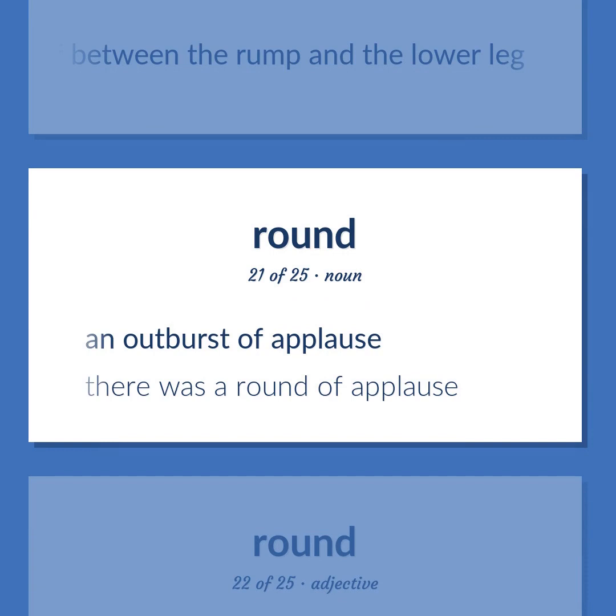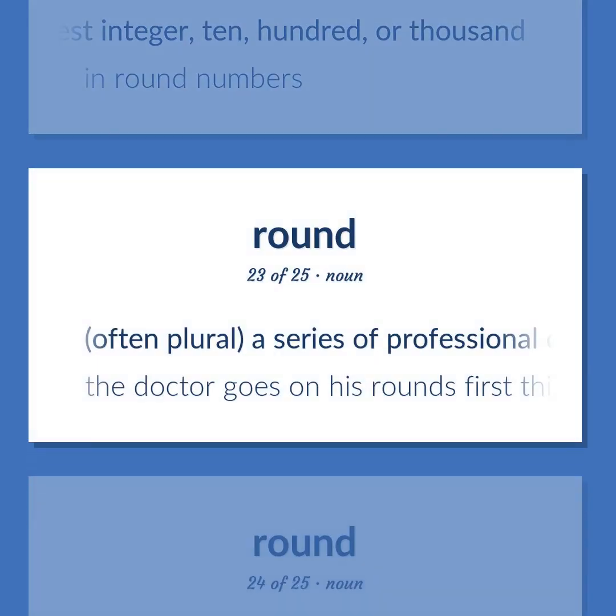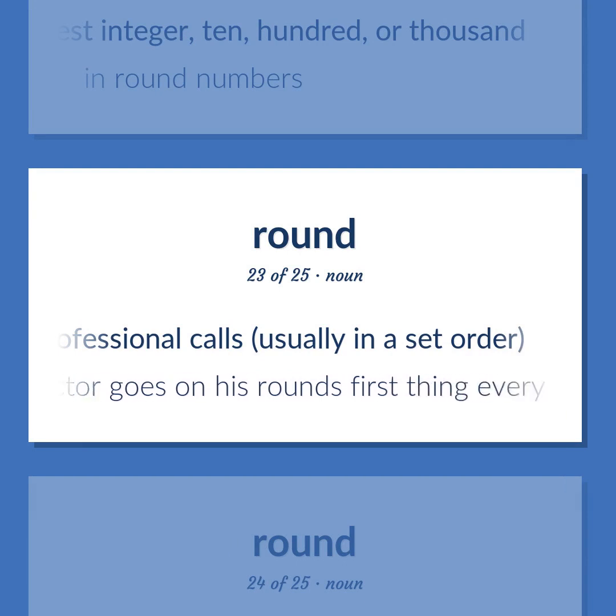An outburst of applause. There was a round of applause. Mathematics, expressed to the nearest integer, 10, 100, or 1000. In round numbers. Often plural, a series of professional calls, usually in a set order. The doctor goes on his rounds first thing every morning.